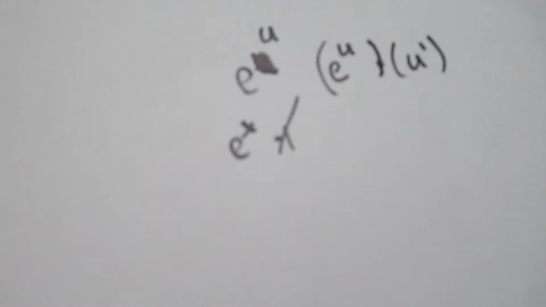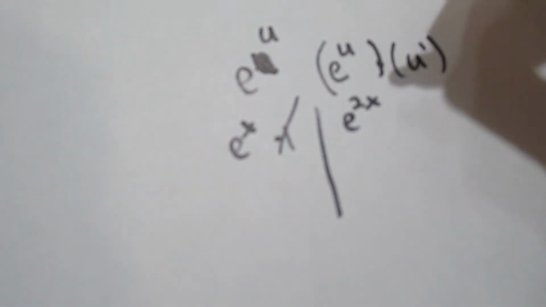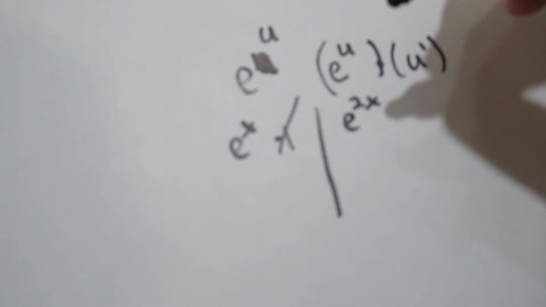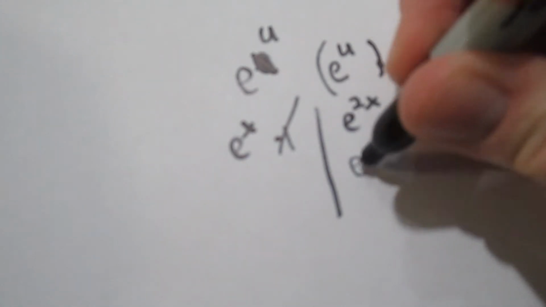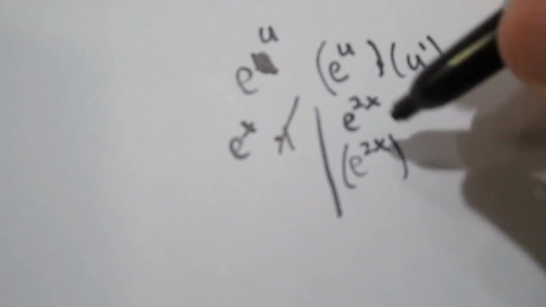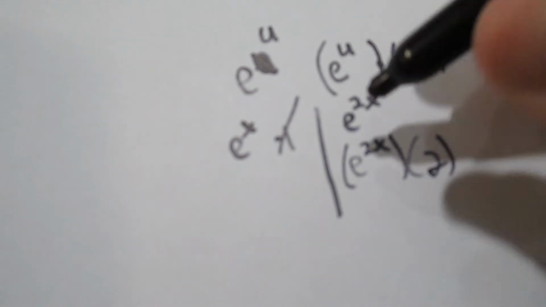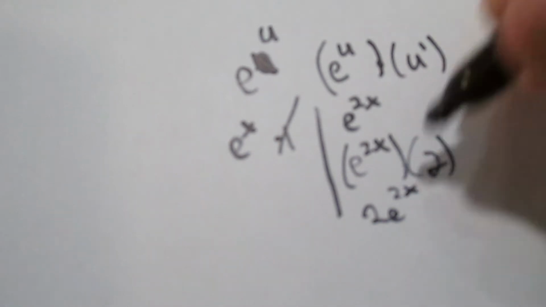But obviously, it's not going to be that easy every time. So there are other problems, like e to the 2x. For this one, the derivative is not just e to the 2x. You've got to do e to the u, so e to the u is 2x, e to the 2x, times du, the derivative of 2x, which is 2. So 2e to the 2x would be the answer.